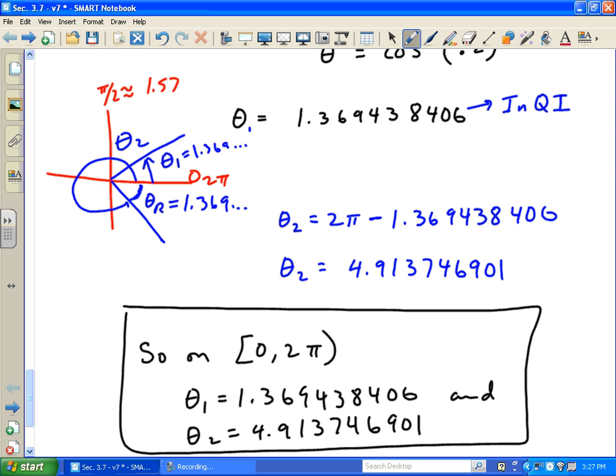2 pi is approximately 6.28, and then 3 pi over 2 was approximately 4.71, and we see that the 4.91 and so forth lies in between 4.71 and 6.28, so we've got it in the right quadrant. This concludes this lesson on solving trig equations using our calculator.